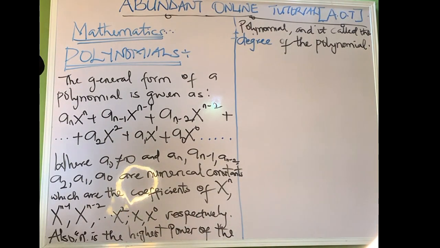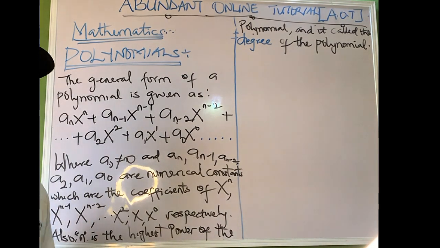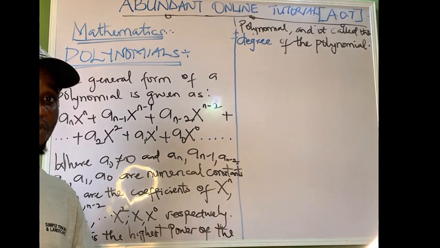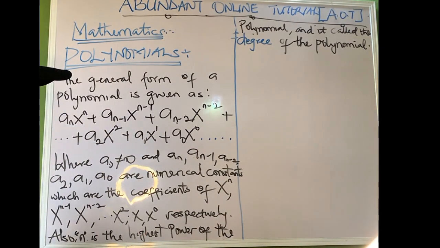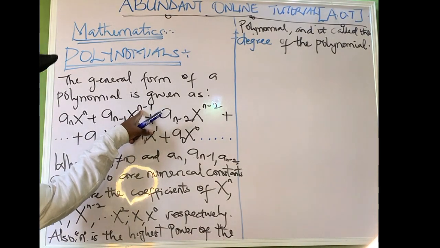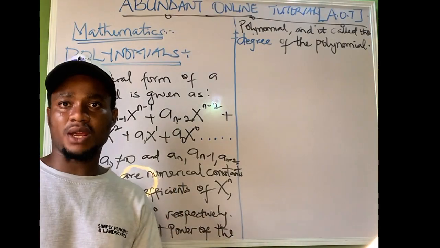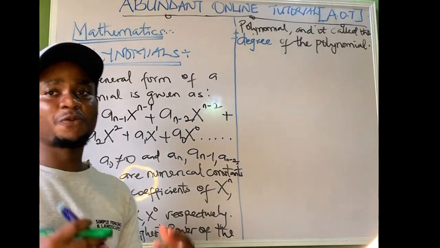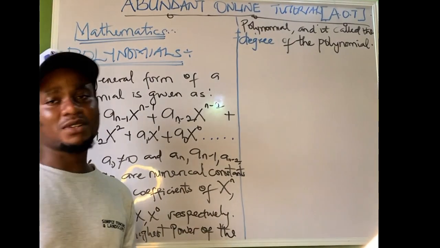Also the n is the highest power of the polynomial. We have a 2nd degree polynomial, 3rd degree, we can have 4th. It follows that pattern. Do you understand? The n represents the highest power, which is called the degree. The highest power of a polynomial is referred to as the degree. We have the 2nd degree, we have the 3rd degree.